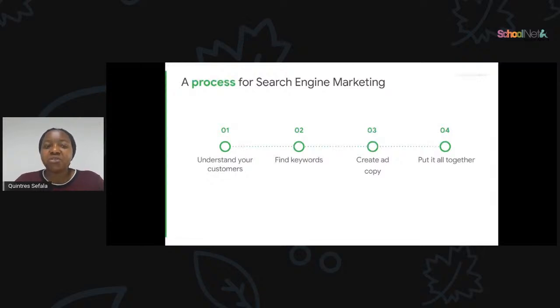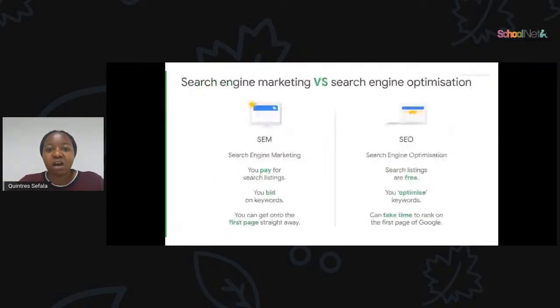Then from there, you create an advertisement copy. In order to create an advertisement copy, you need to understand what your target customers want and what they need. Then from there, you put it all together. This is where you write your advertisement, put it in place and put it out there for people to see. So there are two types of advertisements.